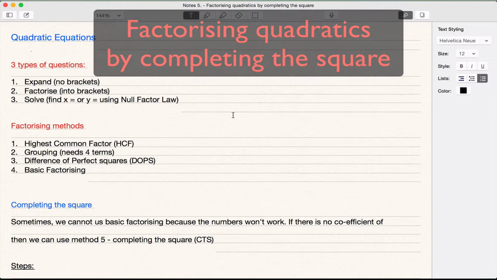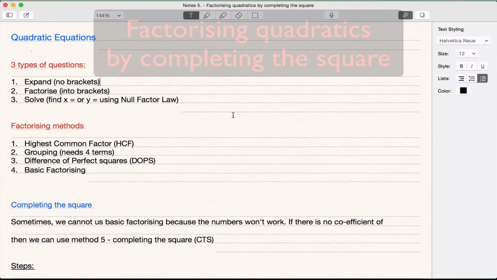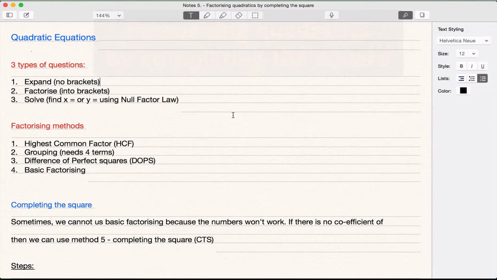Hello and welcome to our video on factorising quadratics by completing the square. Now first of all, I've got a quick review of the previous work we've done on factorising.